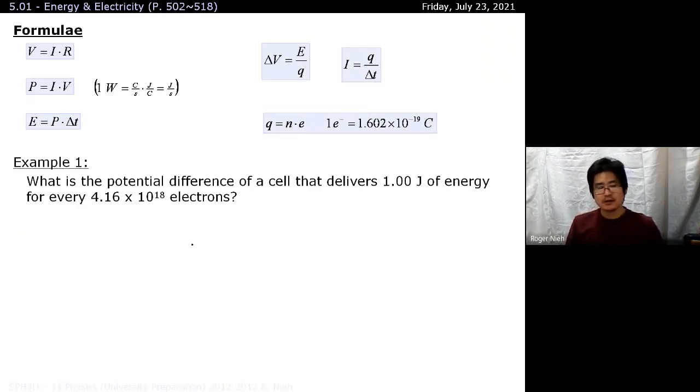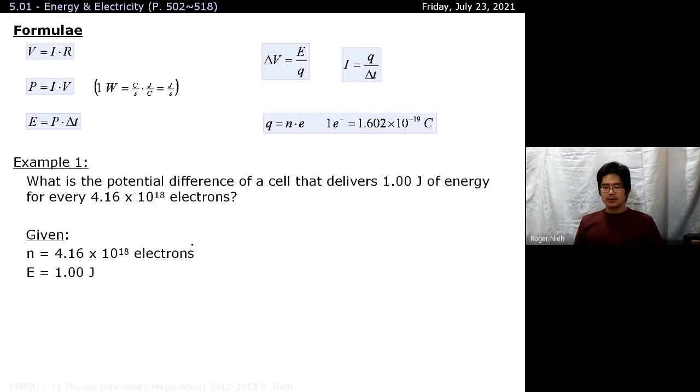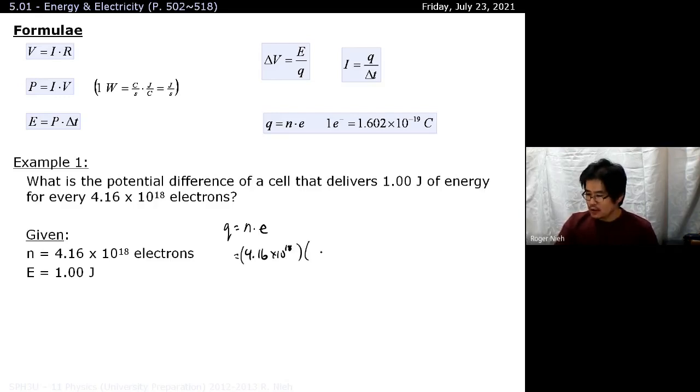I'll erase everything, because let's do everything properly. Starting off with our givens. What do we know? We know our E is equal to 1 joule, and we know that our number of electrons is a lot: 4.16 times 10 to the 18 electrons. First step is to find out the equivalent charge measured in coulombs, which is equal to n times e. So 4.16 times 10 to the 18 electrons zipping by in a circuit, multiplied by 1.602 times 10 to the negative 19 coulombs. What is that equal to?